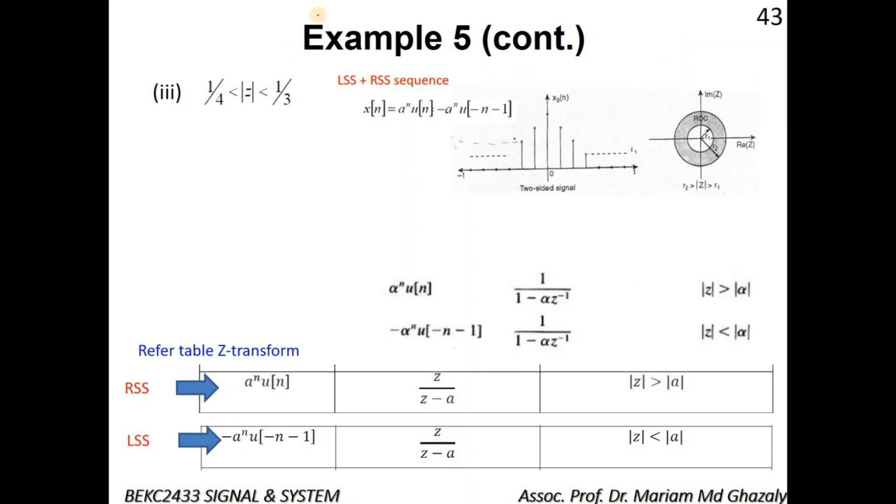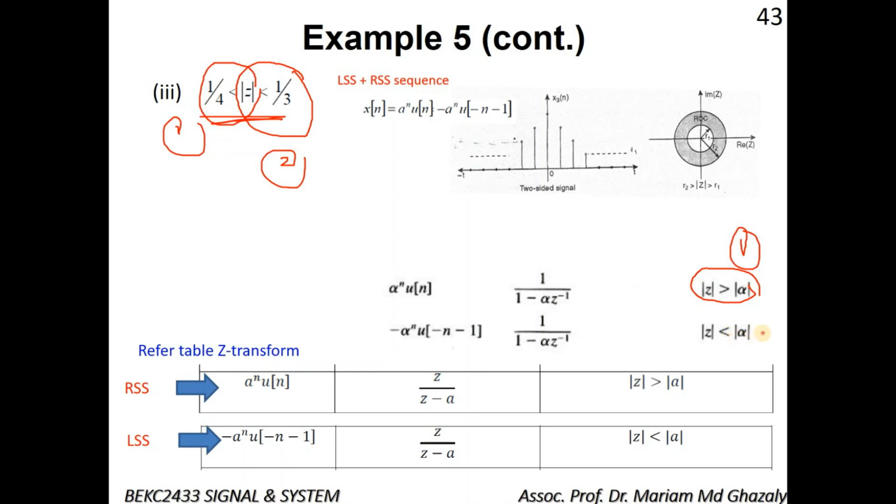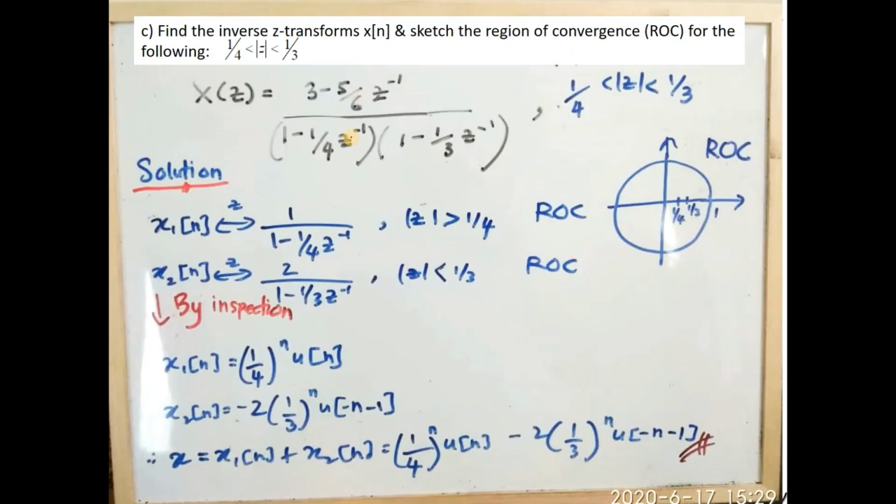Okay. Lastly, let's go to the last part, which is the region between 1 over 4 to 1 over 3. So if you see here, you have two parts. First part is z more than 1 over 4, so we are looking at this for the first part. Second one is we are looking at z less than 1 over 3. So for this third region, you are going to have the combination of these two equations for xn. Okay, so let's do that.